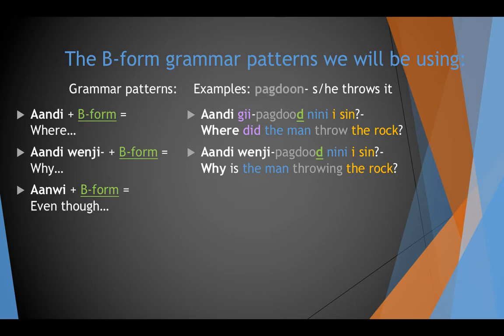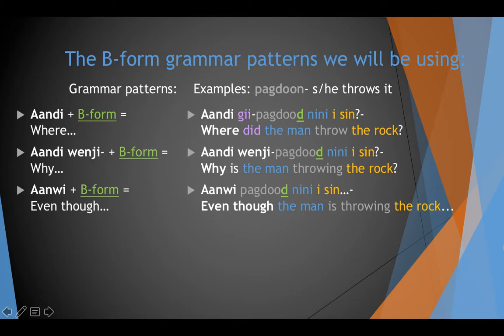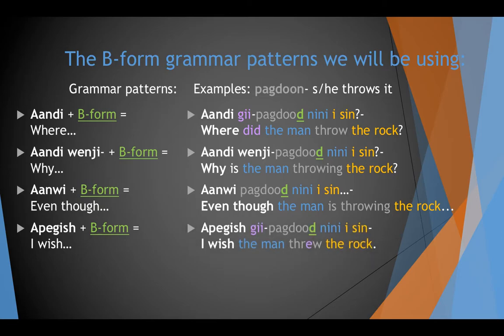Next we have onwe plus B form, which means even though. Notice we don't have a dash here, so you can put different kinds of words in between there. So onwe pugdot ninisin, even though the man is throwing the rock. Onwe pugdot ninisin. Next, we have apagish plus B form. This means I wish. So apagish gi pugdot ninisin. I wish the man threw the rock.